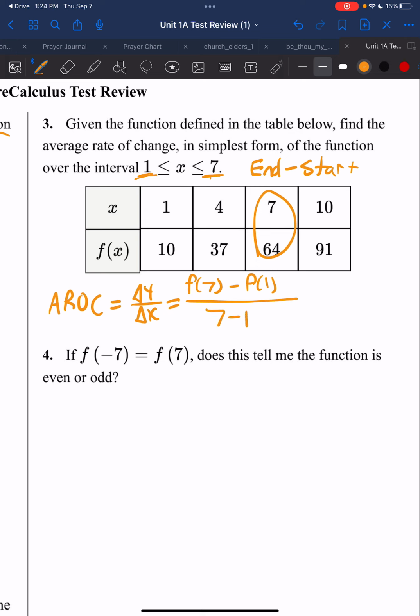Over 7 minus 1. So my function output at 7 minus the function output at 1, which is going to be 64 minus 10 over 6, which is 54 over 6, which gives me 9. Okay. So my average rate of change from 1 to 7 is 9.